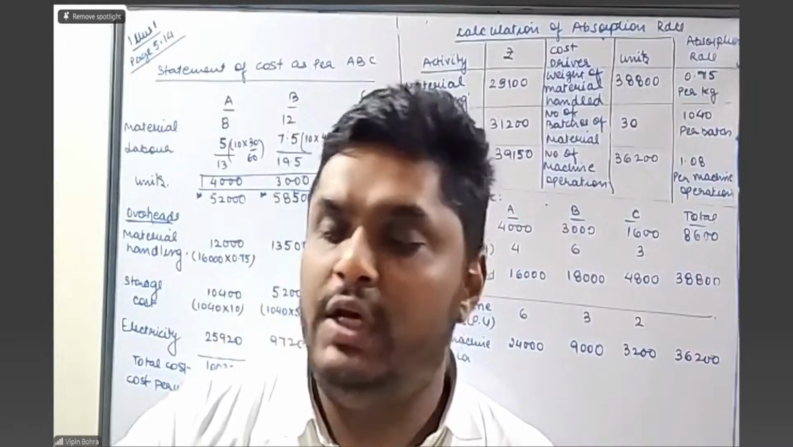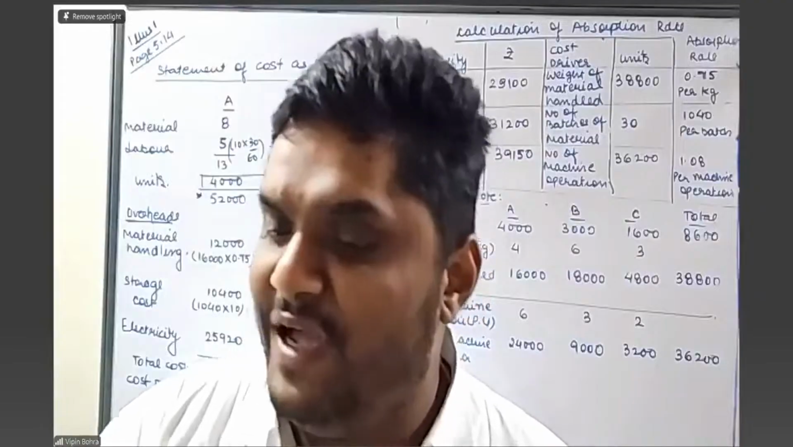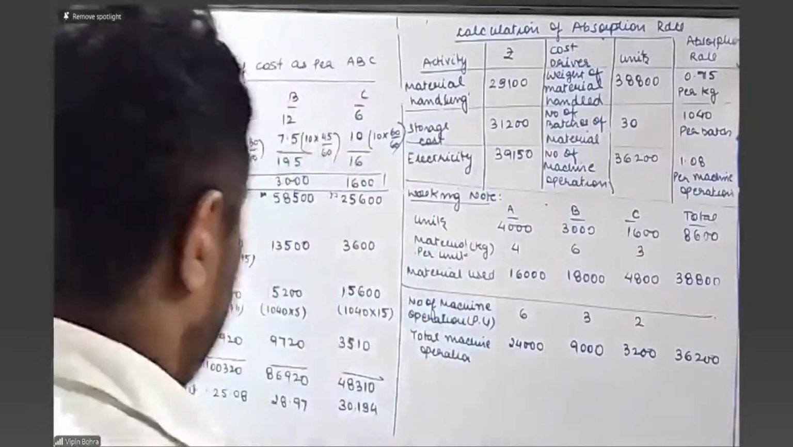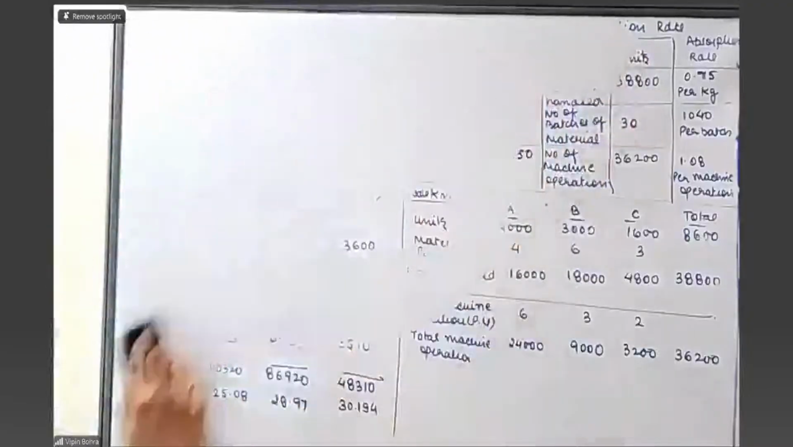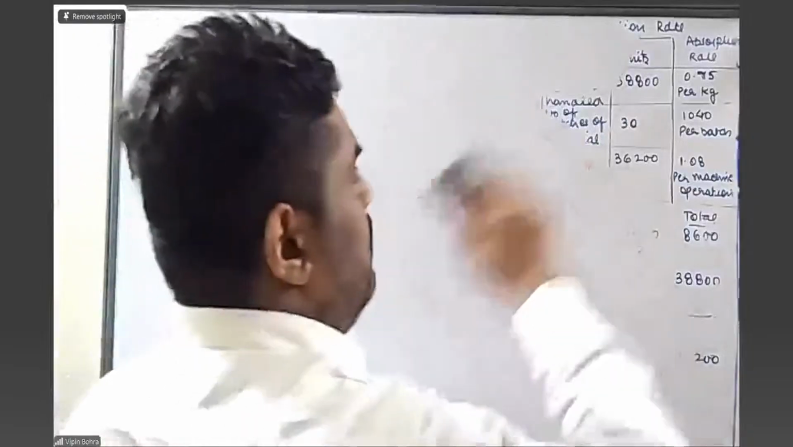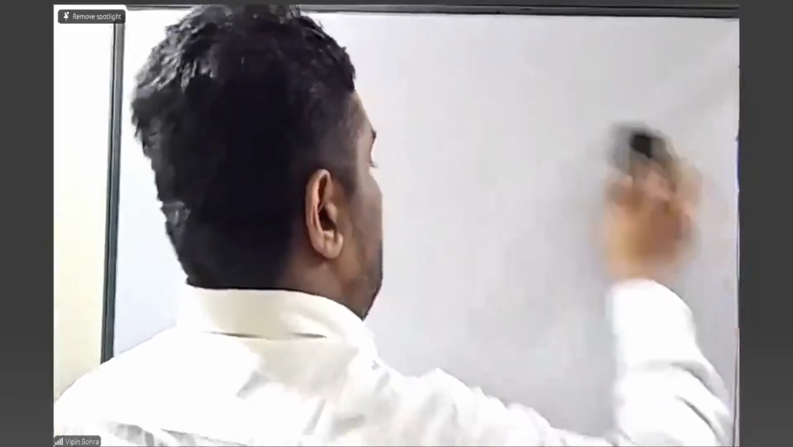Let's start with illustration number 3. The next question of study material we are discussing is illustration number 3, page number 5.24. There is one more session on activity-based costing, so we'll be discussing 3 to 4 more questions in the coming session. And I assure you, by the end of the coming session, you will be thorough with activity-based costing. So let's start with illustration number 3.